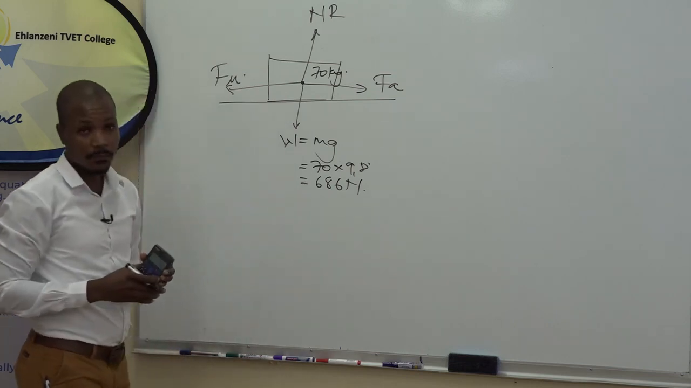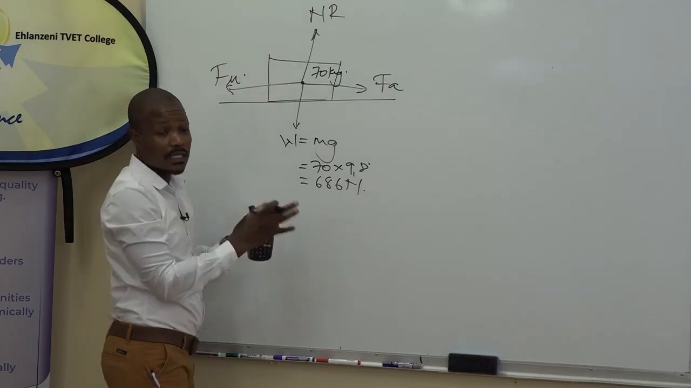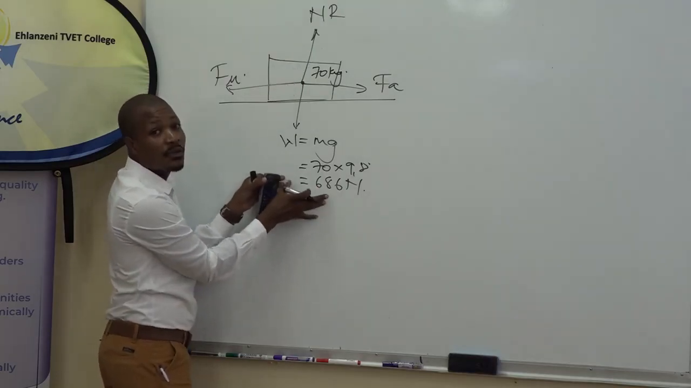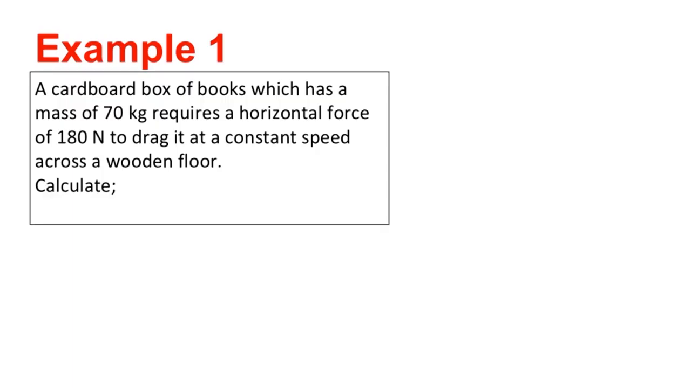686 Newton. Remember, this weight is equal to the normal reaction. This means that for every value that you find of this weight will be equal to the value of the normal reaction. Now they said again, this object requires a horizontal force of 180 Newton to drag it at a constant speed across a wooden floor.